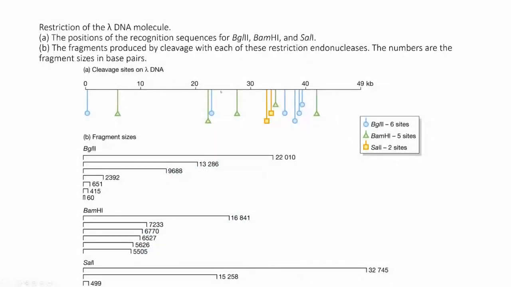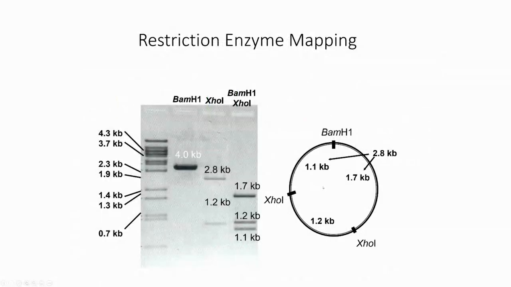This is the example of linear DNA. For the circular DNA, if you run this DNA as linear, the size will give you 4 kilobase. If you cut with BamH1, 1 cut site, 1 fragment, 4 kilobase.